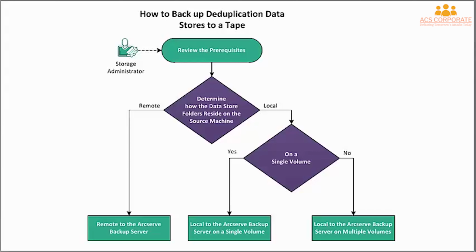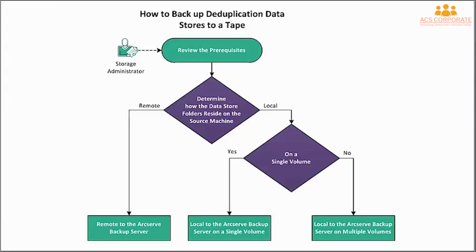To properly perform this procedure, it's important to know how the data store folders reside on the backup source machine, whether it resides remotely to the ArcServe backup server, locally to the ArcServe backup server on a single volume, or locally to the ArcServe backup server on multiple volumes. Based on how the data store folder resides on the backup source machine, you can then use the corresponding methods to successfully backup the deduplication data store.